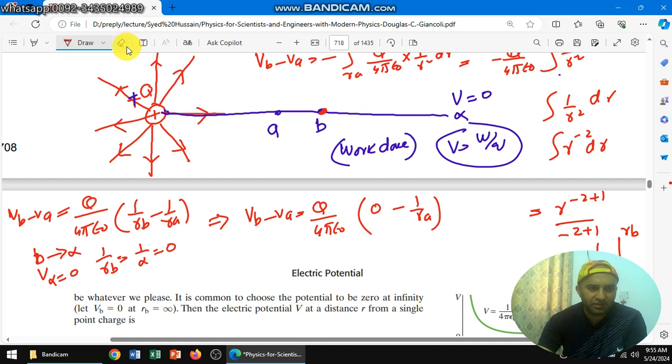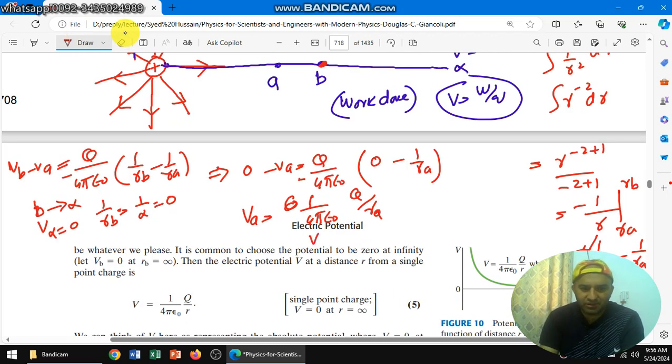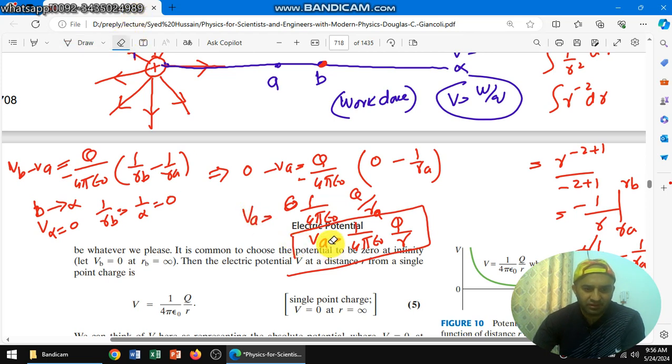So VB is also 0, so we can write 0 minus VA is equal to, and this negative sign becomes positive, so VA is equal to 1 over 4 pi epsilon naught Q over RA. If we remove this A, we are left with V is equal to 1 over 4 pi epsilon naught Q over R. So this is the formula for potential.